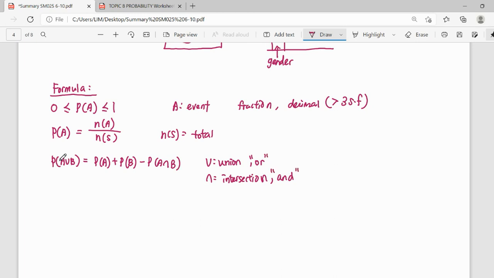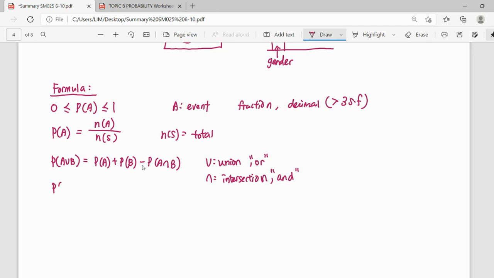So whether it is "or" or "and" is very important. This one is probability A or B. This is probability A and B. So N means intersection, U means union. So their mathematical symbols are different. Okay, so that is the general formula.